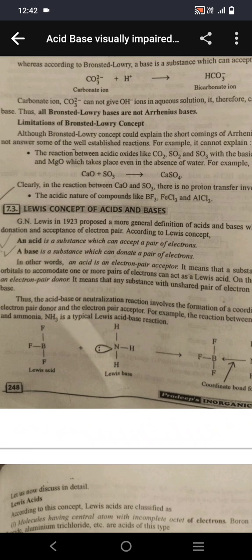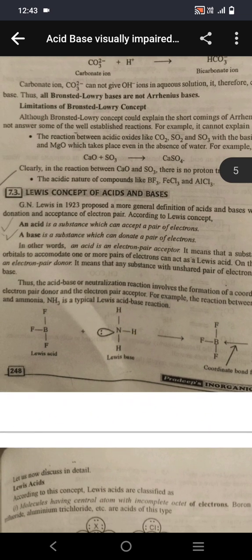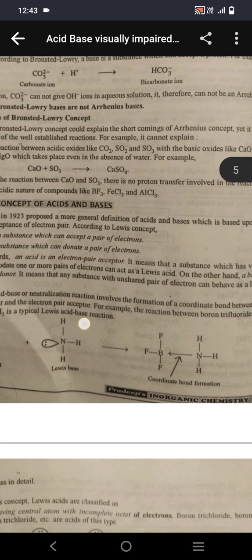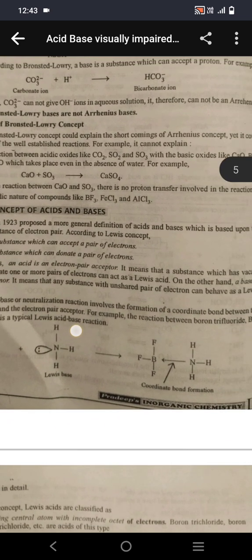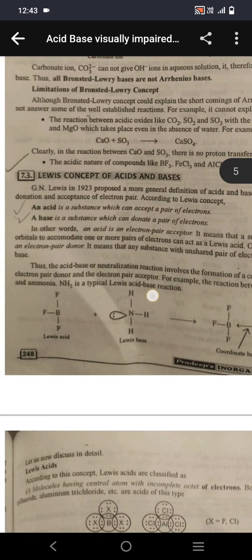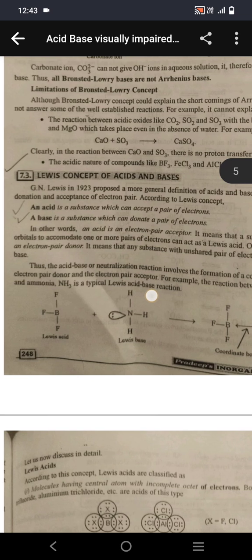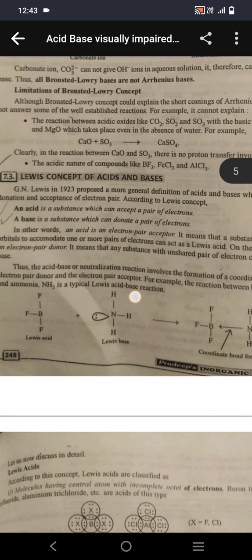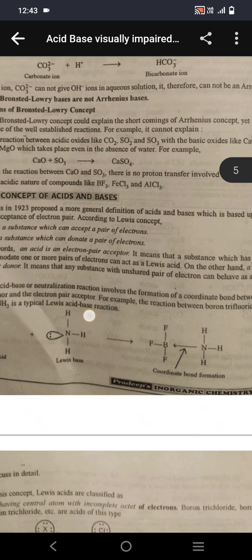Next topic is the Lewis concept of acids and bases. An acid is a substance which can accept a pair of electrons. A base is a substance which can donate a pair of electrons. In other words, an acid is an electron acceptor. It means that a substance which has vacant orbitals to accommodate one or more pairs of electrons can act as a Lewis acid.